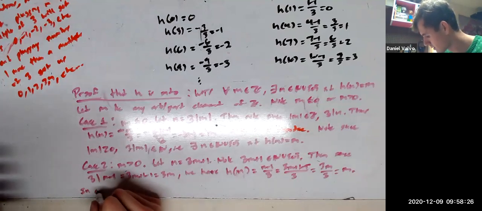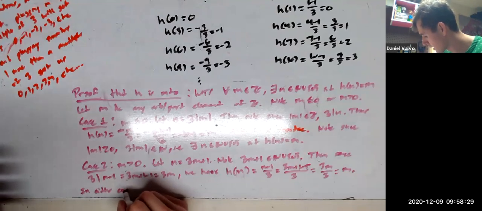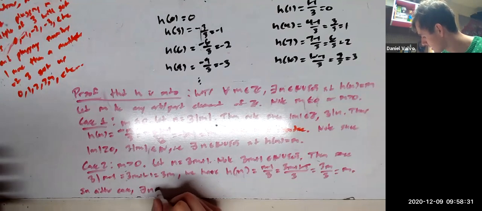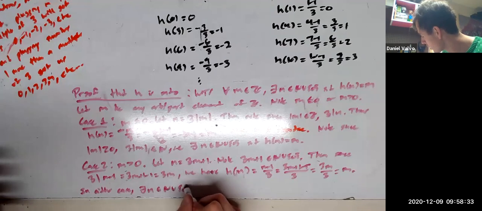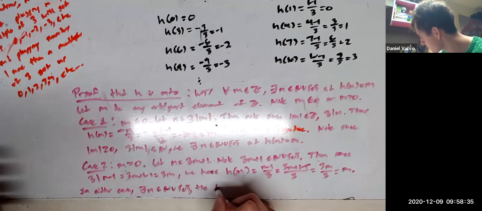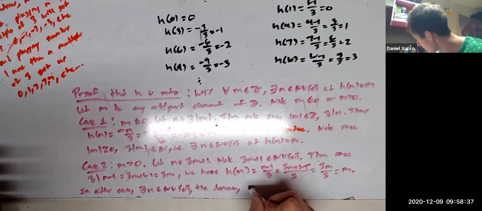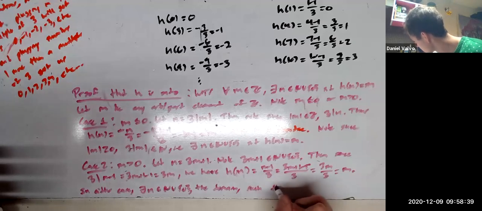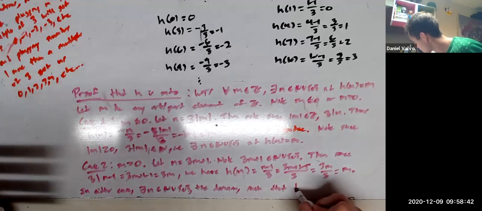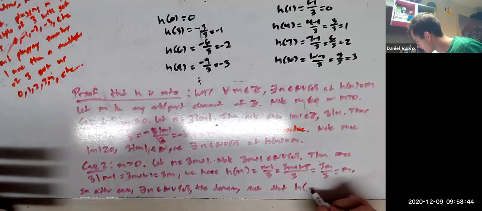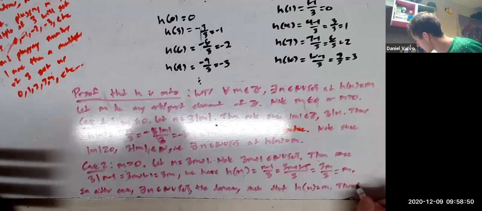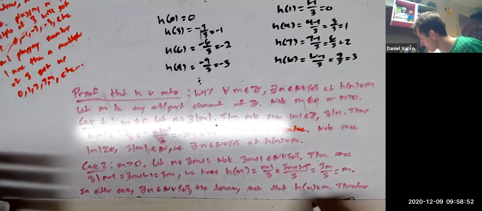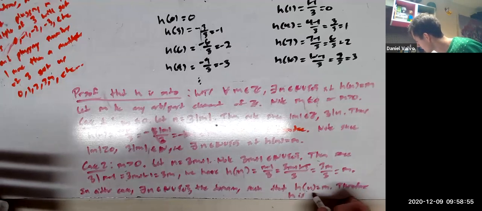So in either case, there exists an n in the domain such that h of n equals m. Therefore, h is onto.